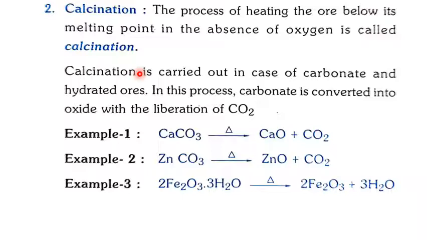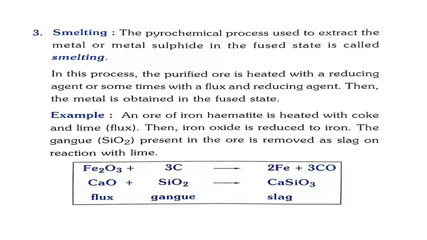Zinc carbonate on calcination gives zinc oxide and CO2. Iron hydrate on calcination gives iron oxide and H2O. Okay, next we discuss smelting.